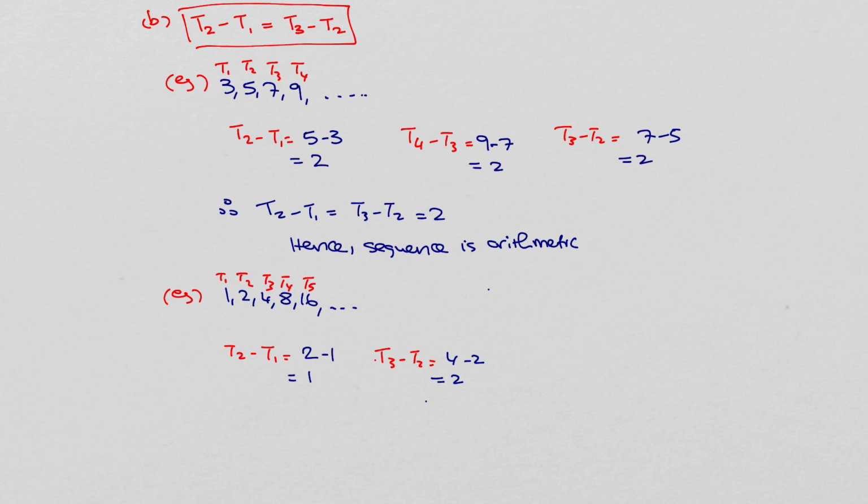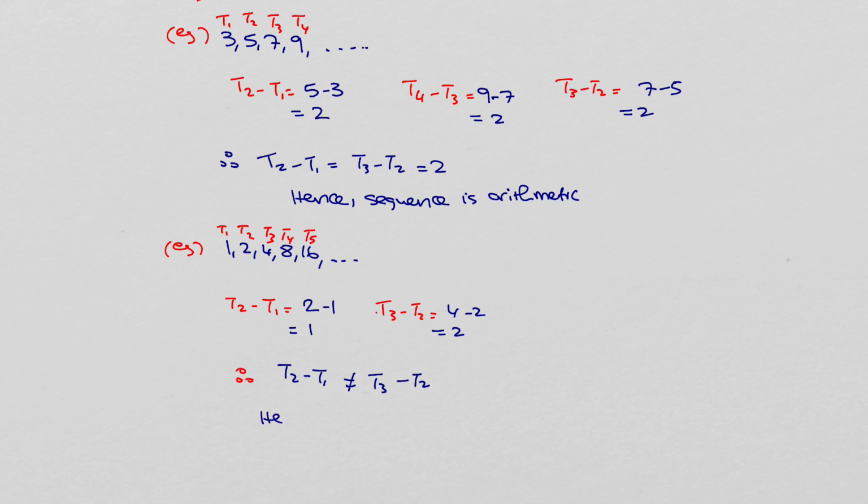So this time we can say, well, hang on a second, there isn't a common difference between these terms. We would say, therefore, T2 minus T1 is not equal to T3 minus T2. And therefore, to conclude, we would say, hence, the sequence is not arithmetic.